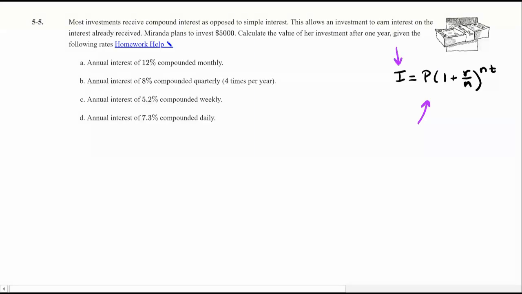I is how much money we're going to have at the end. P is the principal, or how much we start with. R is the rate as a decimal. N is the number of times it's compounded per year. And T is the number of years.